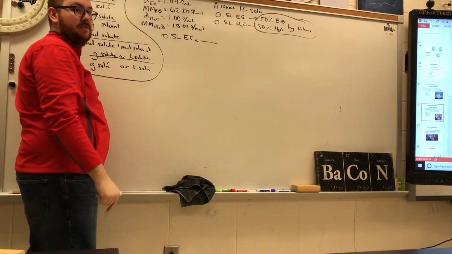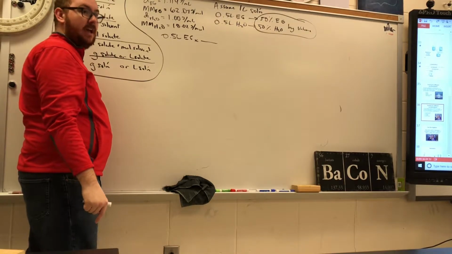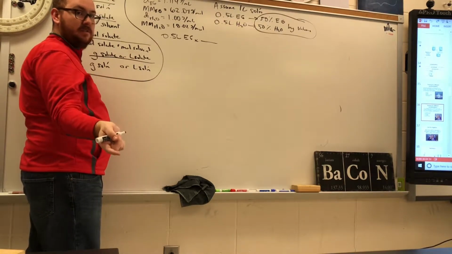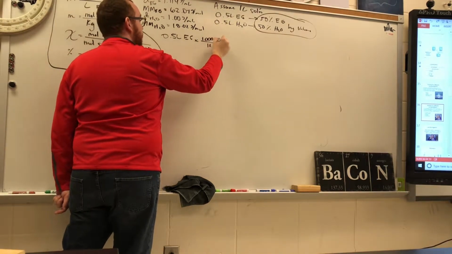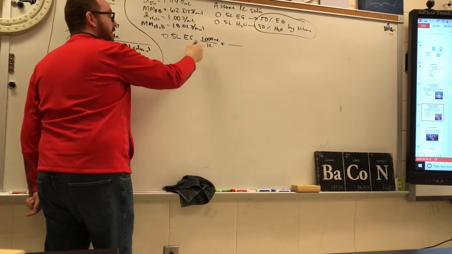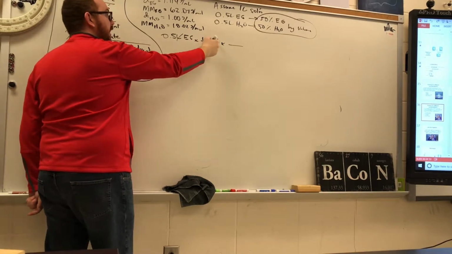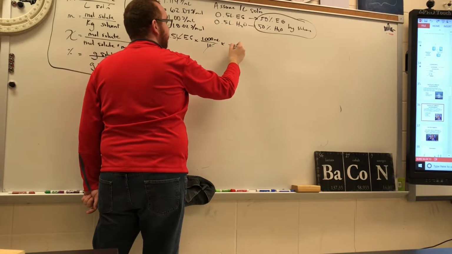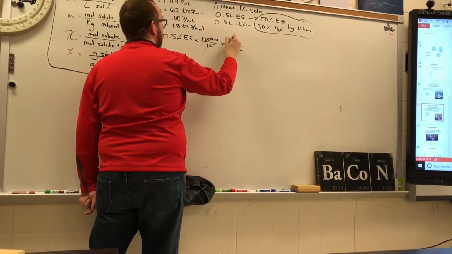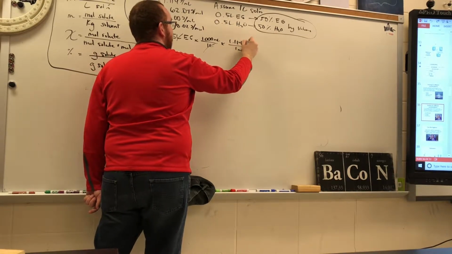What do I have to do first? You have to convert that to milliliters. So how many milliliters are in a liter? 1,000. So for every 1 liter, it's 1,000 milliliters. And then because I've canceled my liters, and I'm in milliliters, I can use the density for ethylene glycol. For every 1 milliliter, it is 1.114 grams of ethylene glycol.